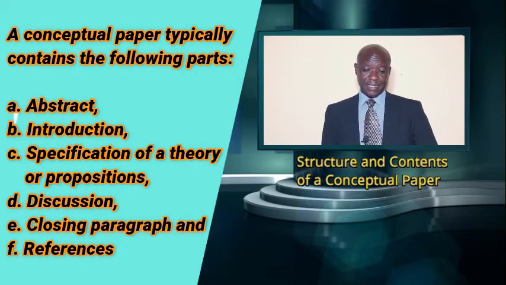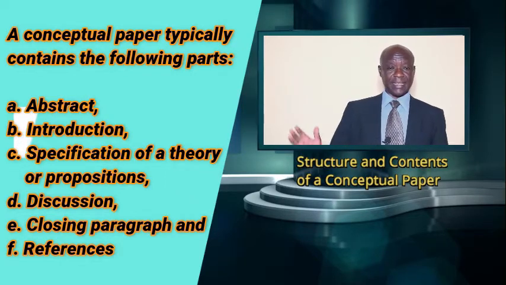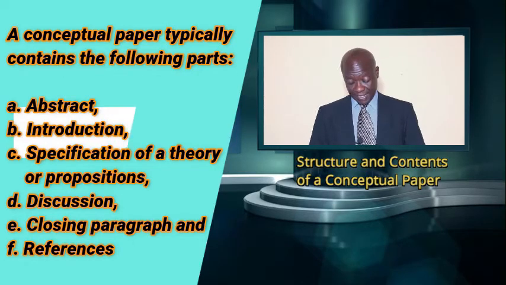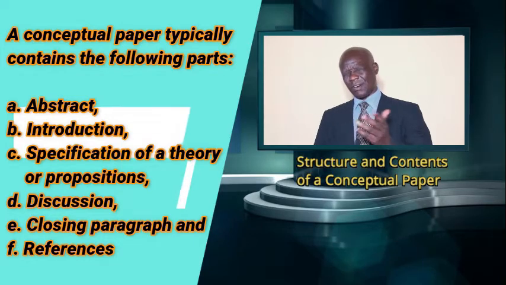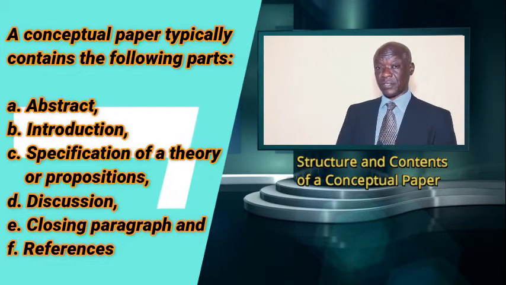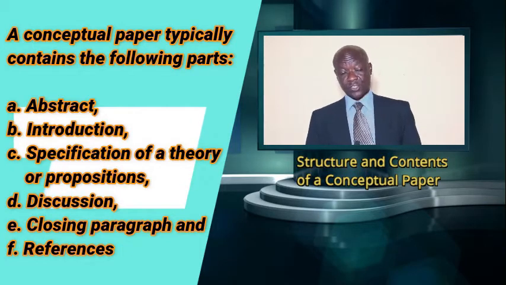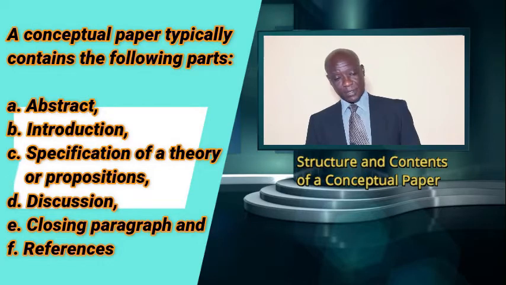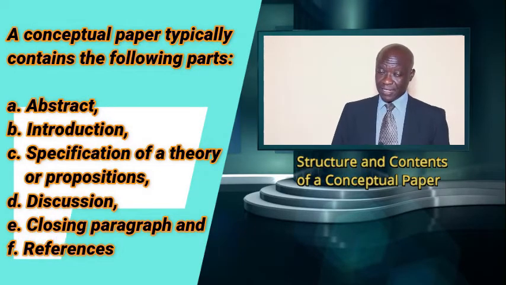A conceptual paper typically contains the following aspects. You will find an abstract. An abstract is part of the conceptual paper. You'll find an introduction, ladies and gentlemen. Specification of a theory or a proposition is another part, as you see on the screen here. Discussion, ladies and gentlemen, and then a closing paragraph, and thereafter you'll have references, ladies and gentlemen.